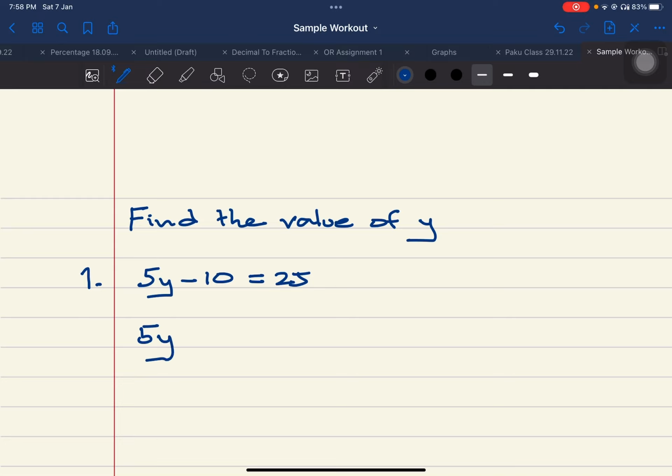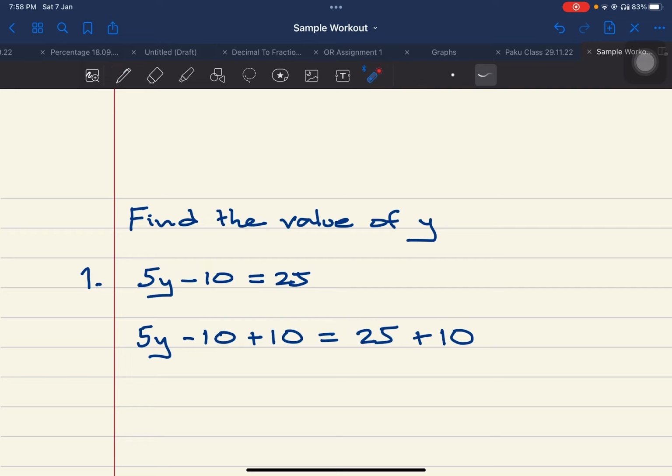We'll have to write 5y minus 10 plus 10 is equal to 25 plus 10.